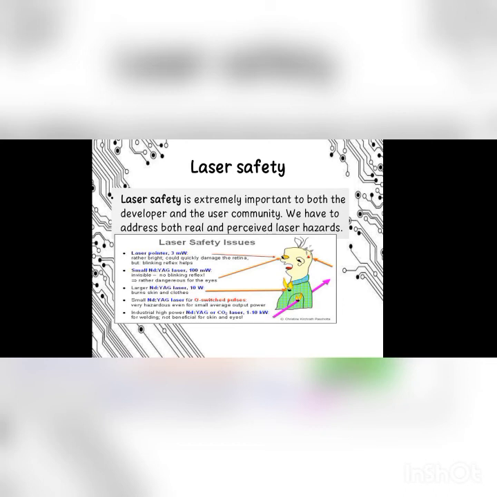Larger Nd:YAG lasers of 10 watts burn skin and clothes. Small Nd:YAG lasers with Q-switched pulses are very hazardous even for small average output power. Industrial high power Nd:YAG or CO2 lasers of 1 to 10 kilowatts for welding are not beneficial for skin and eyes. Laser warning symbols. International laser warning symbols. As you can see in this picture, you can see the international laser warning labels.